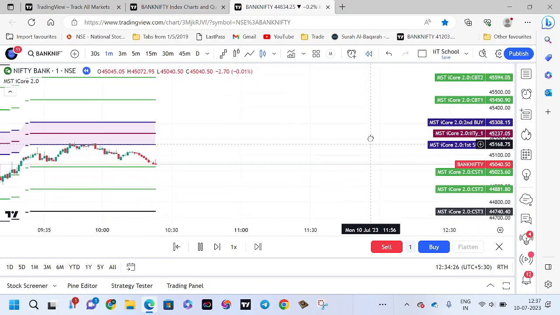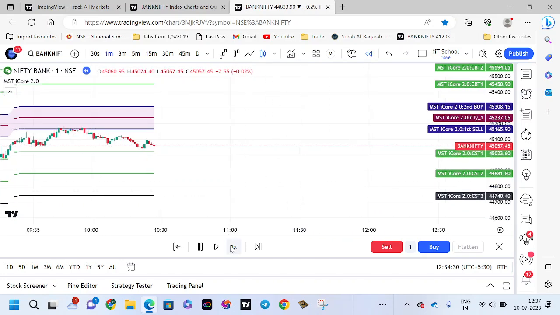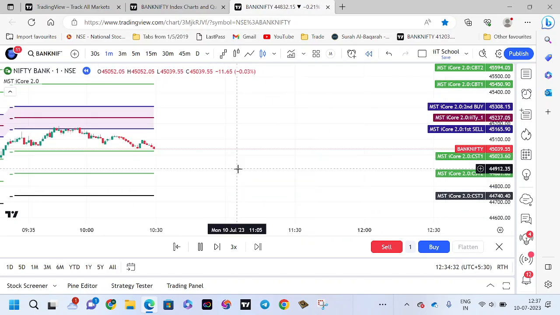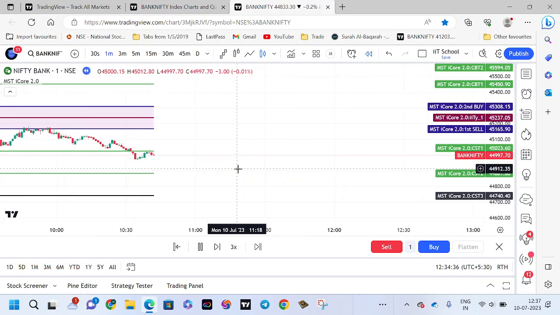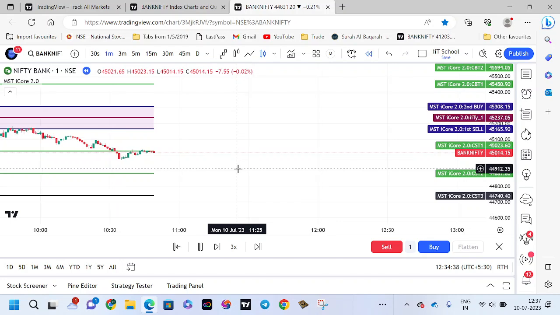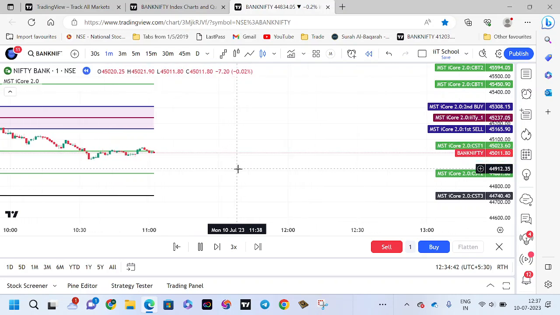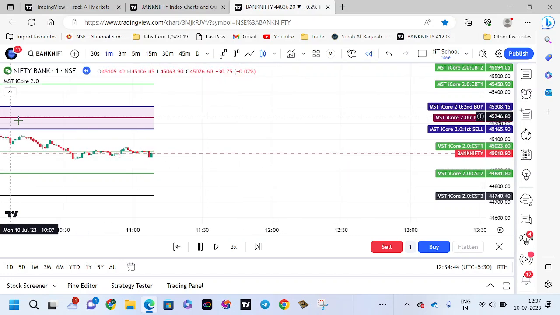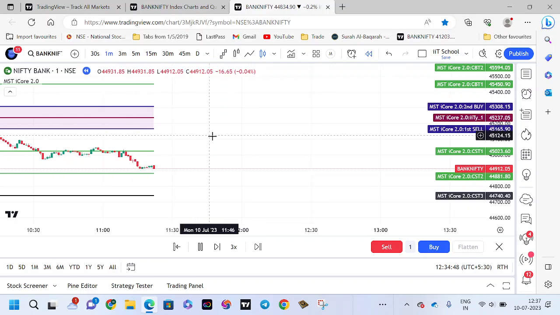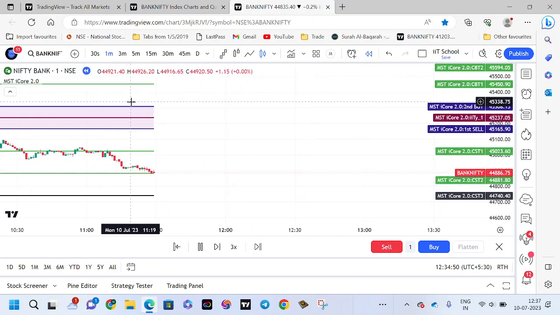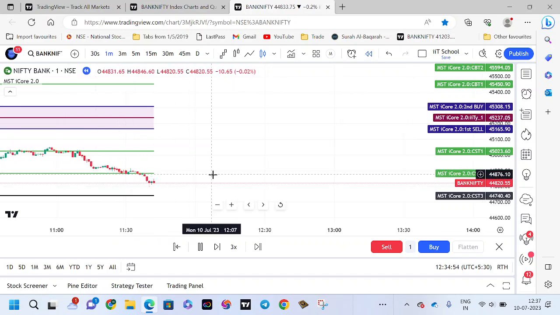Now perfectly my first target has been hit. So I will speed up, I don't want to waste any of your time. The market has exactly hit our first target. One thing you can notice: once sell or buy is activated, our lines will never get changed. See here, these lines 45,165 and 45,308 have not changed. The target also has not changed.